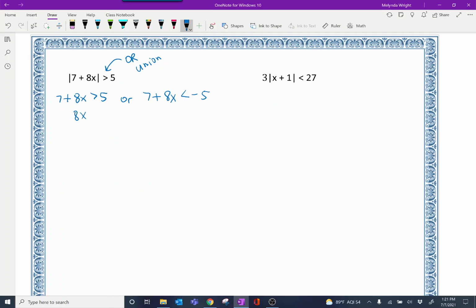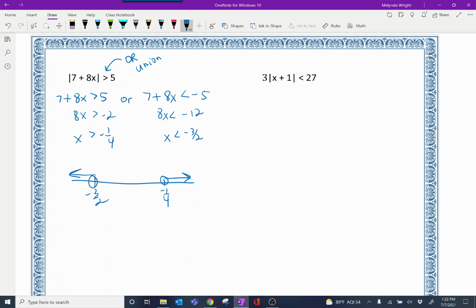So I have 8x is greater than -2, so x is greater than -1/4. Then we have 8x is less than, moving the 7 over, I get a -12, or x is less than, let's see, 12/8 would be, what, 3/2? Do the number line because we need to do that. Let's see, we've got -3/2 is smaller, -1/4. So we want to be bigger than -1/4 and smaller than -3/2.